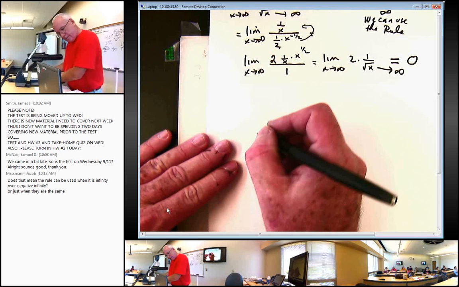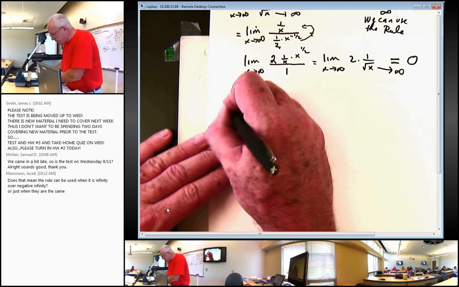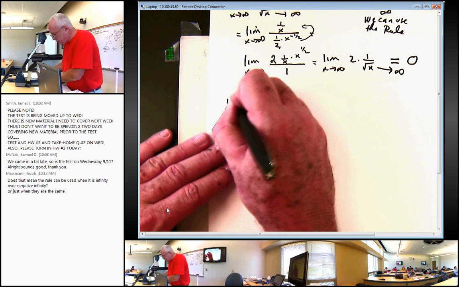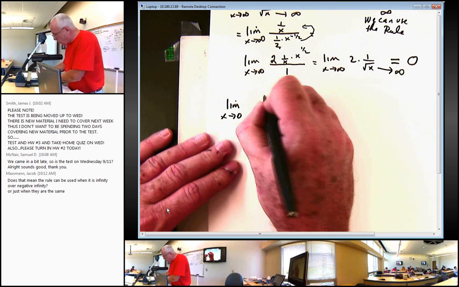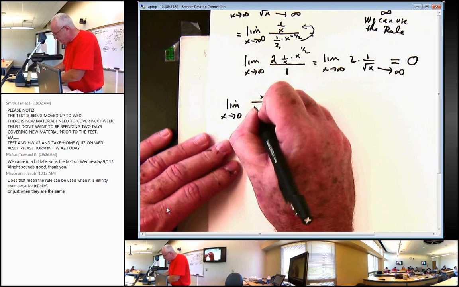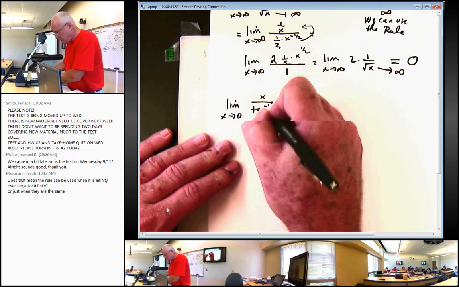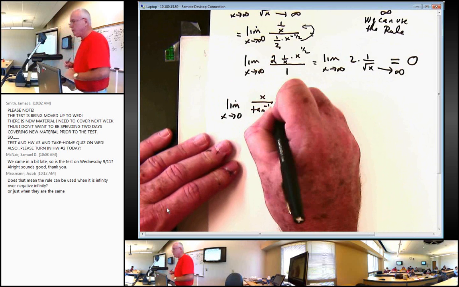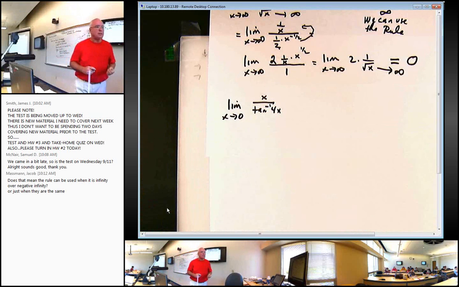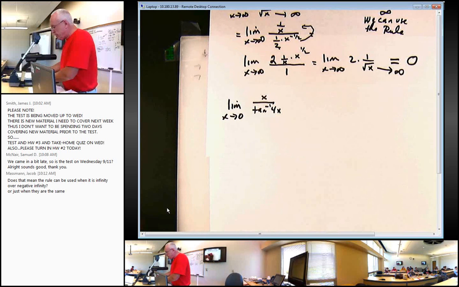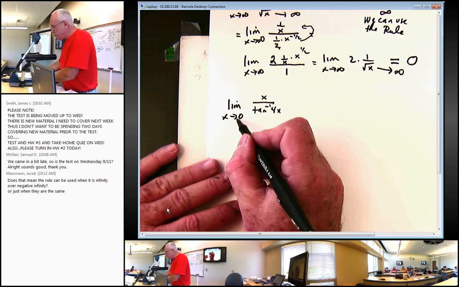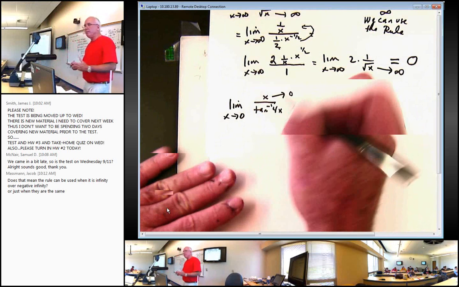What do we have? Let's find the limit as x approaches 0 of x over the tan inverse of 4 times x. Okay, first of all, you always want to see, well, can I apply this rule? Well, obviously, when x goes to 0, the numerator is going to go to 0.